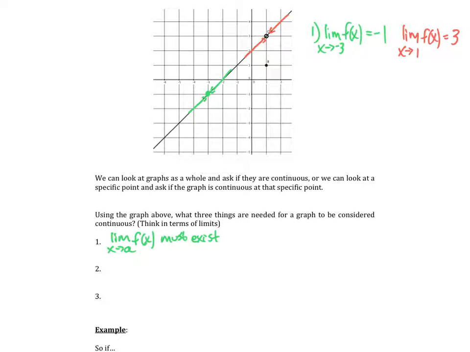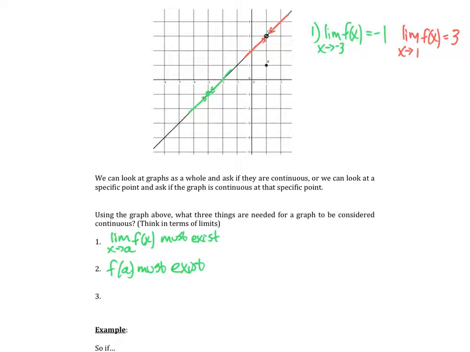So the green dot is continuous. At x equals 1, the graph's not continuous. So it seems like that can't be the only qualifier, because both exist, yet we know at x equals 1 the graph's not continuous, but at x equals -3, it is. So just saying that the limit exists at a singular point does not mean that the graph is continuous there. There must be more things that have to be true. So the second thing that must also be true is that f of a must exist, that there must be a point there.